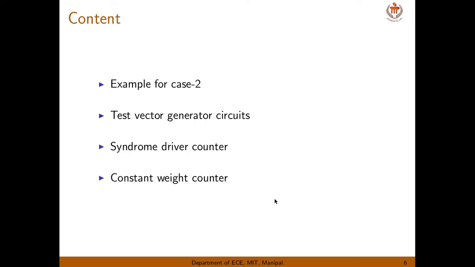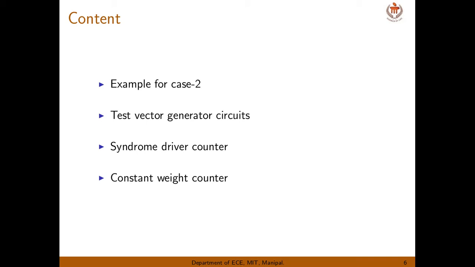So in today's tutorial, we are going to see an example for case 2, where P equals W plus 1, and we will see different test vector generator circuits, how we can generate the test vectors hardware-wise. That we are going to see.